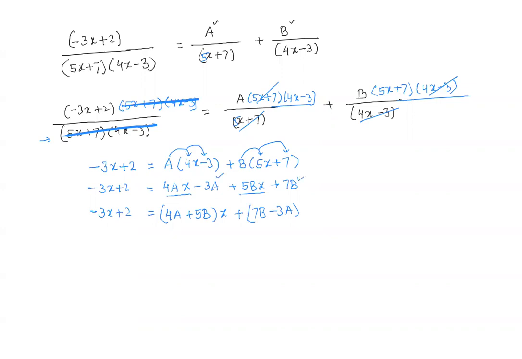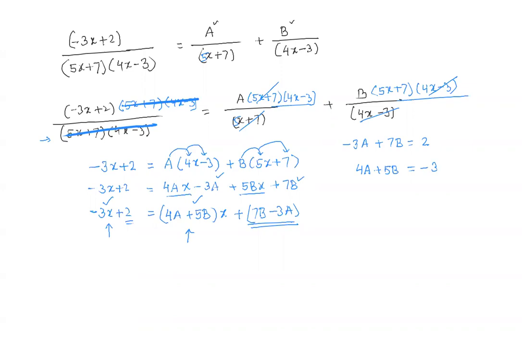Okay, I'm just combining this and this: 7b plus minus 3a. Now I'm going to look at the coefficients and constants. The constant on the left is 2, the constant on the right is this, so negative 3a plus 7b must be equal to 2. The coefficient of x on the left is negative 3, and the coefficient of x on the right is 4a plus 5b. So 4a plus 5b must be equal to the coefficient on the left, which is -3.